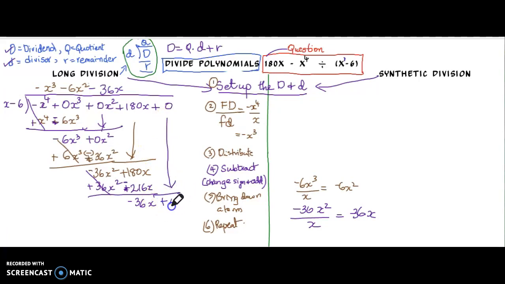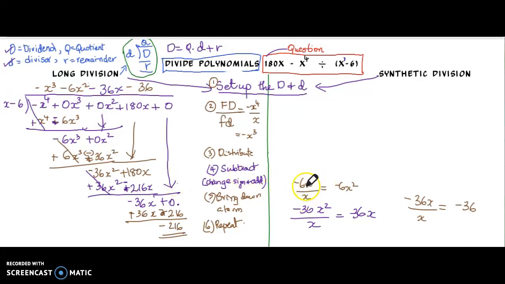Call it a positive or negative 0, doesn't really matter. It's not going to change anything. So now repeat this process again. Now we have negative 36x divided by x. We get negative 36. Go ahead and distribute. We get negative 36x plus 216. So then we change the sign. This becomes positive. This becomes negative. We get negative 216 as the remainder.